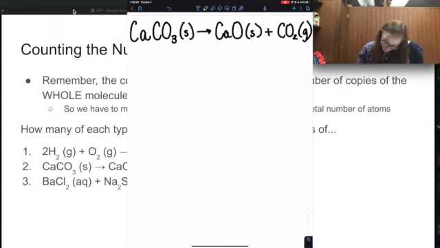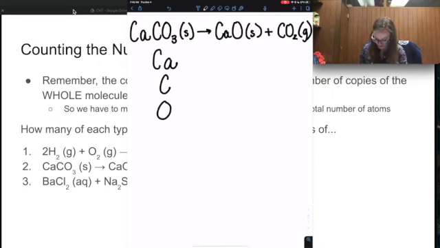So I have calcium in my reactants, I have carbon in my reactants, and I have oxygen in my reactants. I'm going to look at my products. I have calcium in my products. I see that I have carbon in my products and I have oxygen in my products.